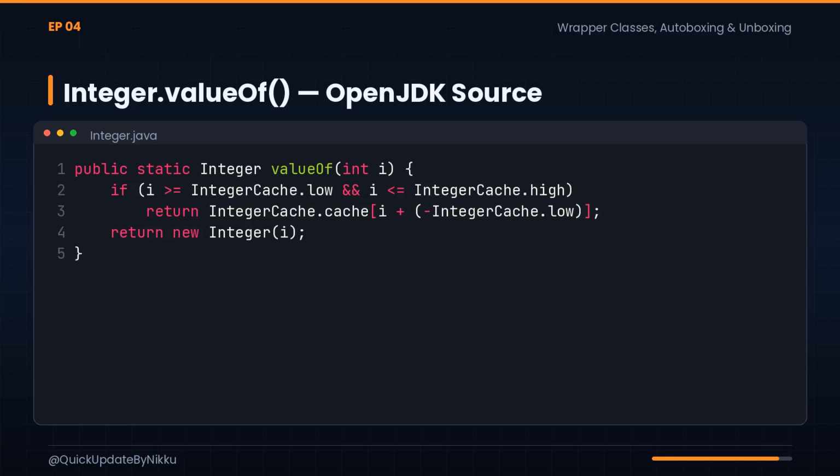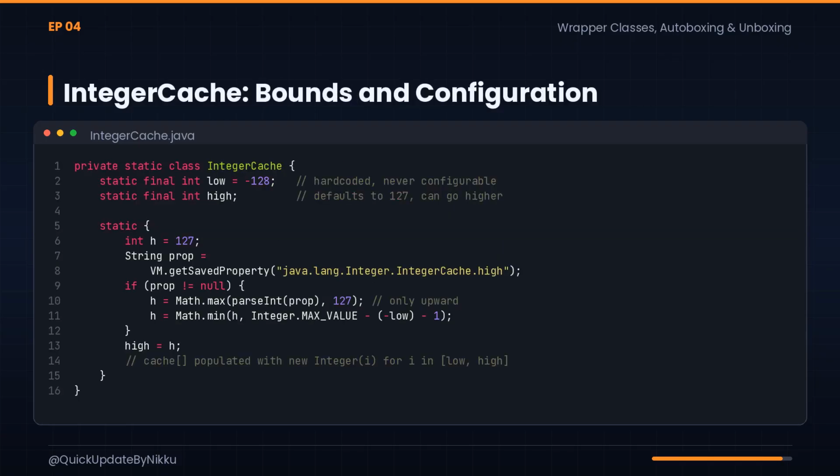This is the actual OpenJDK implementation of valueOf, not a simplification, not a diagram. If the argument falls within the cache range, the method returns the pre-allocated object from the cache array. Otherwise it allocates a new Integer on the heap. Every autoboxing operation the compiler generates calls this method, which is why the cache affects all boxing, not just explicit valueOf calls. The lower bound of -128 is hard-coded and cannot be changed by any configuration.